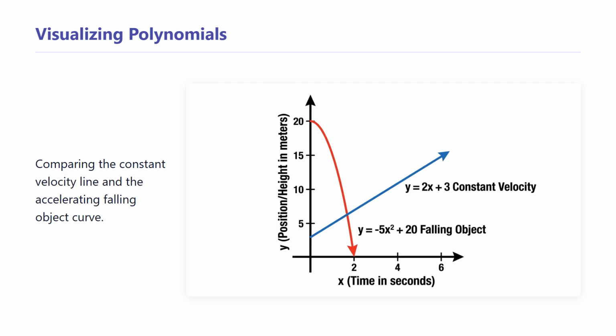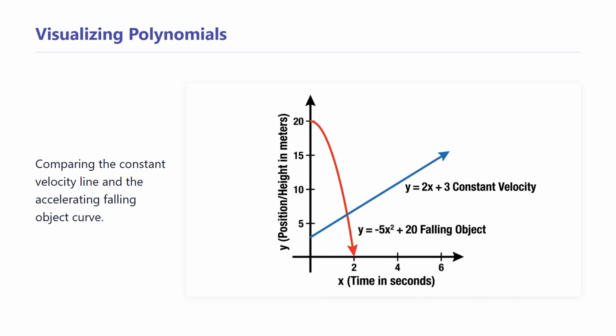Now that we have calculated the points, let us look at the actual graphs. On this diagram, the horizontal axis represents time in seconds, and the vertical axis represents position or height in meters. Notice the blue line. It starts at 3 and rises steadily to 11. This straight line represents our constant velocity example.